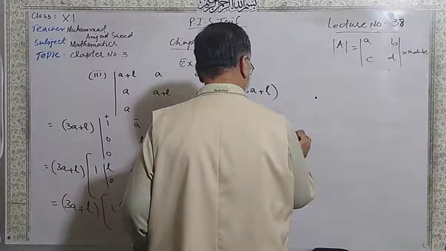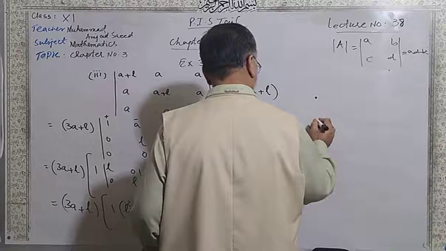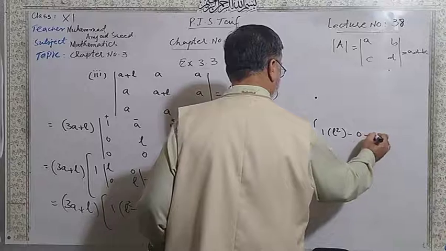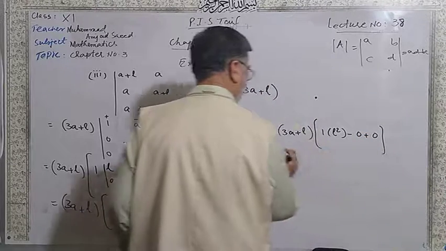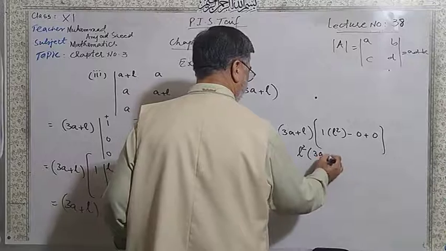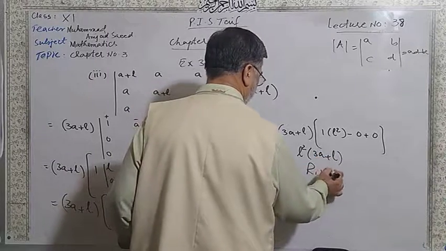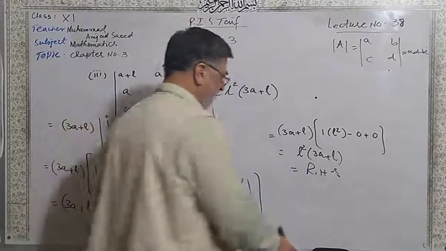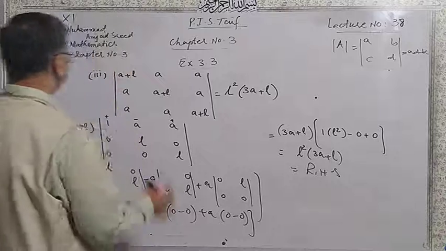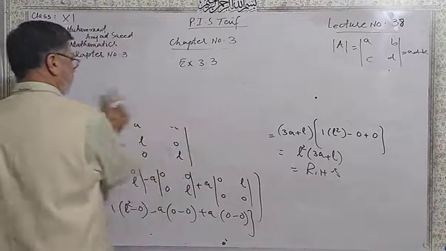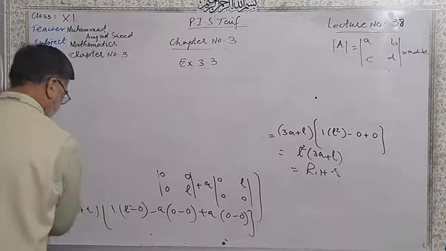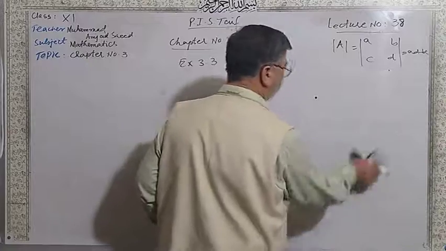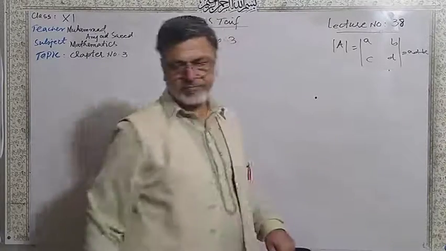Now dear students, you have 3A plus L into 1 into L square minus A into 0 is 0 plus A into 0 is 0. So L square into 3A plus L, that is your right hand side. That's your right hand side. That was your part number 3 of your question number 3. I hope that you understood the steps involved.